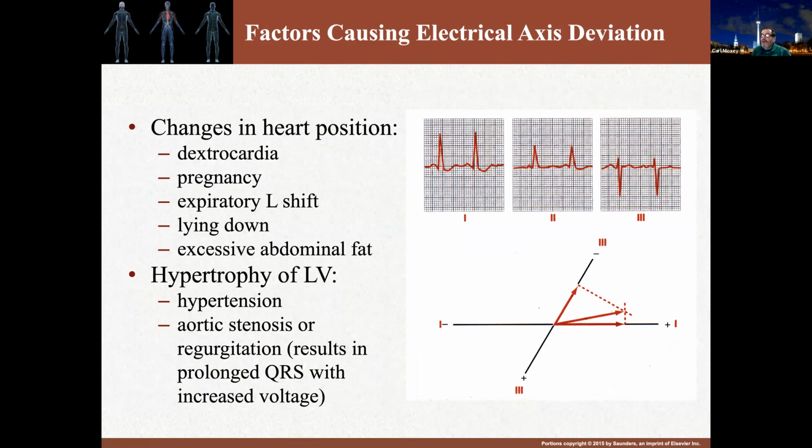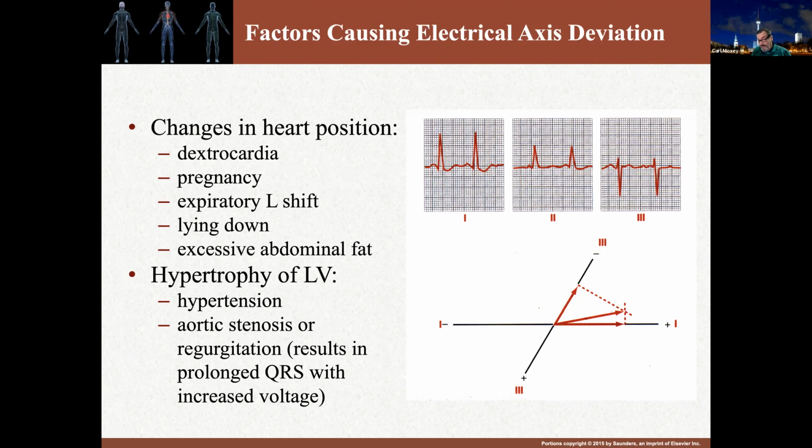So what can cause the axis deviation is first changes in the heart position. Dextrocardia, the heart's pointing to the right rather than the left. Pregnancy, the developing fetus will tend to impinge on the contents of the thorax by pressing against the diaphragm and may, in fact, push the apex of the heart out of a normal position.